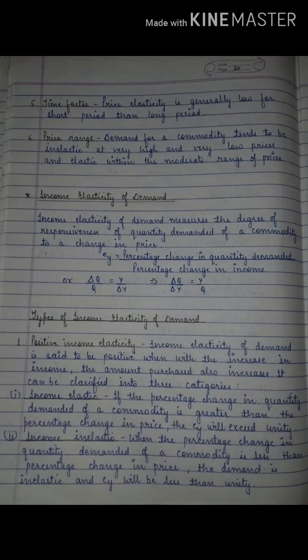Next, we'll go on to the next topic, that is income elasticity of demand. How will we calculate elasticity of demand with respect to income? What actually is income? Income means the amount of money which I have in my hands, that is my purchasing power. Income elasticity of demand measures the degree of responsiveness of quantity demanded of a commodity to a change in income. So what are we comparing here? We are comparing quantity demanded with the income of the person.